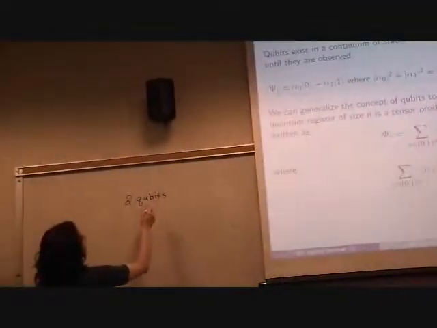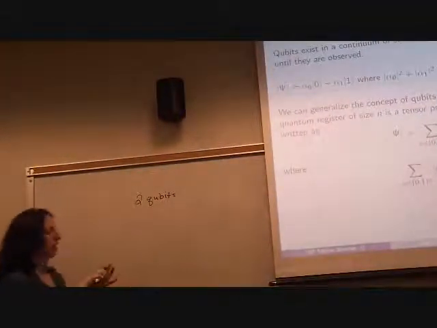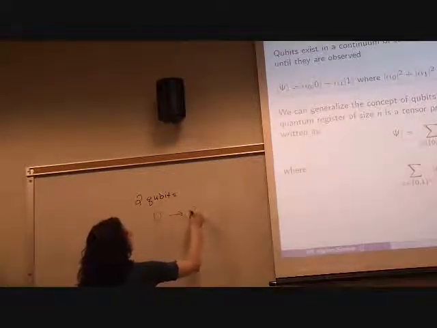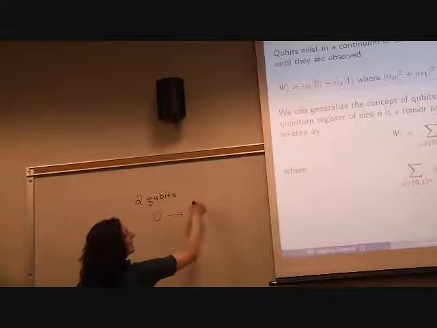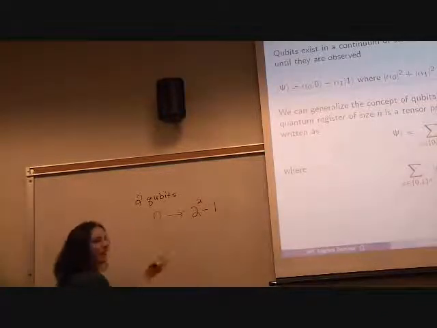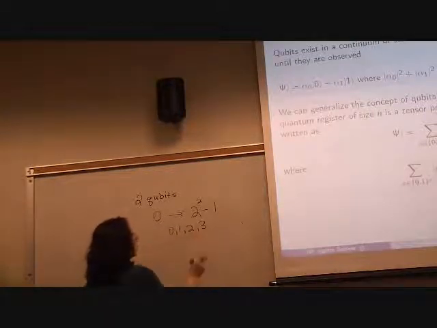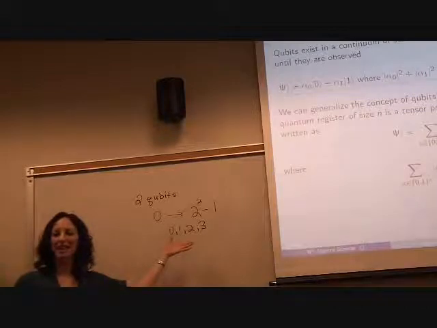And so when we have 2 qubits, we can represent all of the values between 0 and 2 to the n, and in this case, n is 2, minus 1. So we have, and I'm going to use the Arabic symbol, 0, 1, 2, 3. And we usually write this in terms of binary.